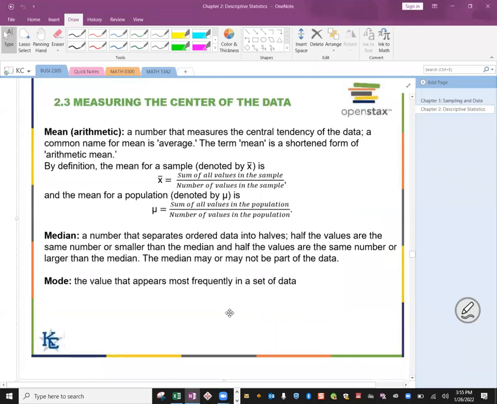2.3 is all about measures of center. So measures of center, we have 3 of them. The 3 measures of center are mean, median, and mode. We've already discussed median in depth. So let's also look at mean and mode in depth.